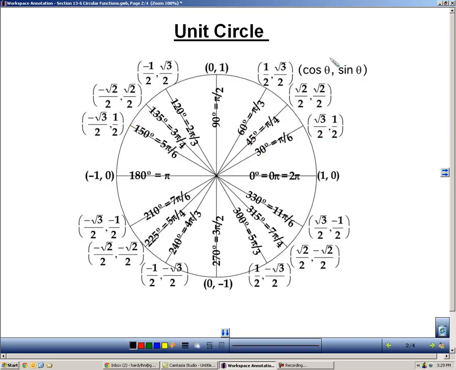Notice all of the values that are in the first quadrant are repeated as you go around the unit circle. The only thing that changes is the signs. So you can use the unit circle to find sine and cosine of many, many angles, whether they're in degrees or radians.